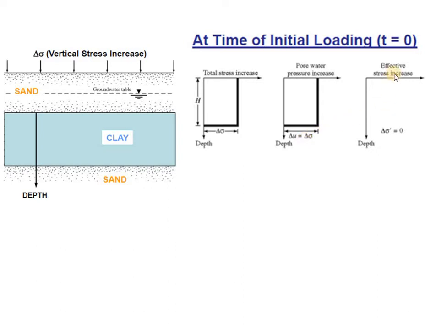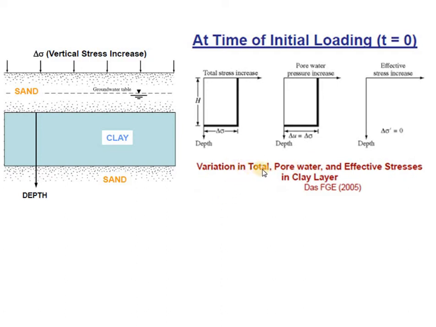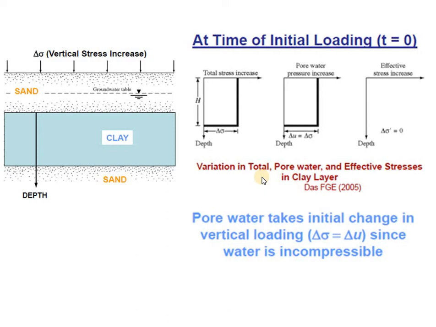When it further increases, then it becomes the effective stress, as it is increasing, and thus because of the increase in pore water pressure, the vertical stress will become 0 and the effective stress will be increased. So this is regarding the variation in total pore water and effective stresses in clay layer, given by Das, FGE 2005. So this may be some journal in which he has given that.